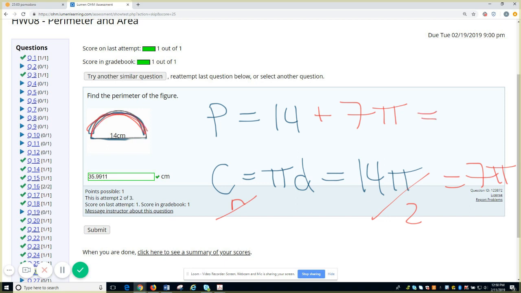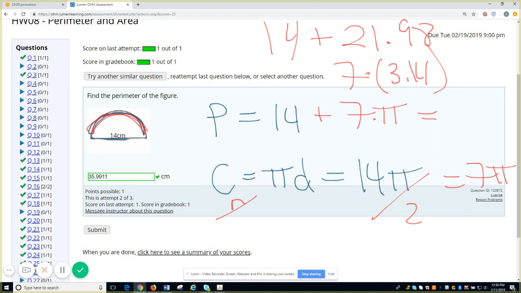And this particular problem does want you to actually evaluate and approximate. So that means I'm going to use the approximate value of pi, which is 3.14, multiply that by 7, about 21.98. Then I'm going to add on 14 to that. So that's how I got 35. There's going to be some degree of error that's allowed, but 35.98 would also be acceptable.